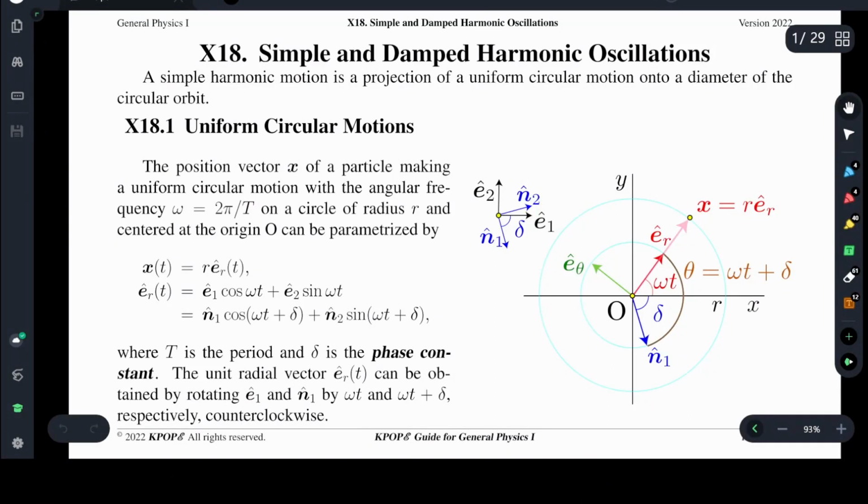Today we study simple and damped harmonic oscillations. When you study harmonic oscillations, students are worrying about the fact that they have not studied differential equations. So if you study mathematics in advance, then it will take more than 1 year to begin with simple harmonic oscillations.